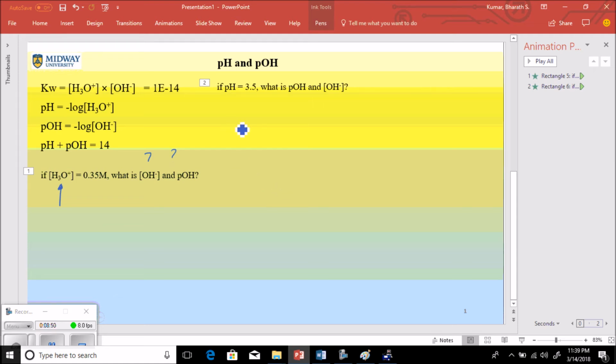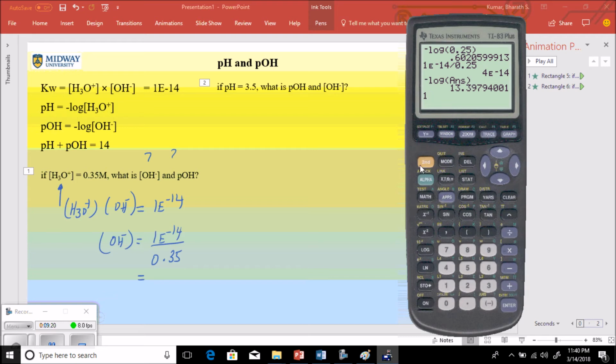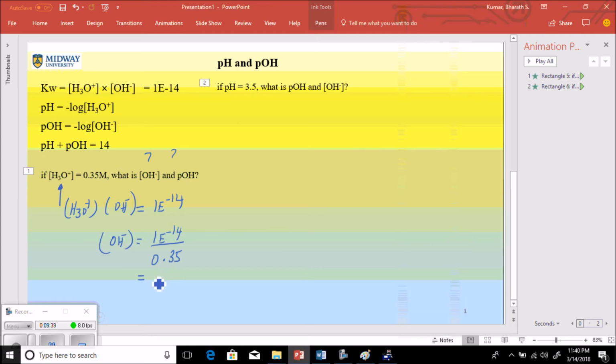So what do we do? Well, when you want to find OH minus concentration, you can do 2 things. H3O plus times OH minus equals 1e to the negative 14. We know this, so OH minus equals 1e to the negative 14 over 0.35, and that'll be, let's bring our calculator back up. So 1, again, to enter the E, second, the comma, and then hit this negative 14 divided by 0.35. So 2.85 times 10 to the negative 14, I believe.